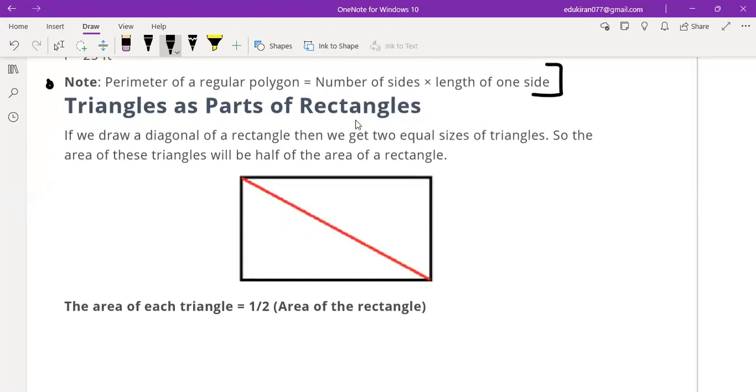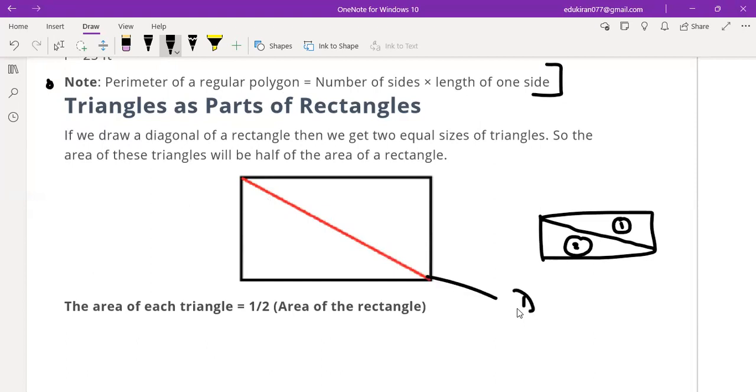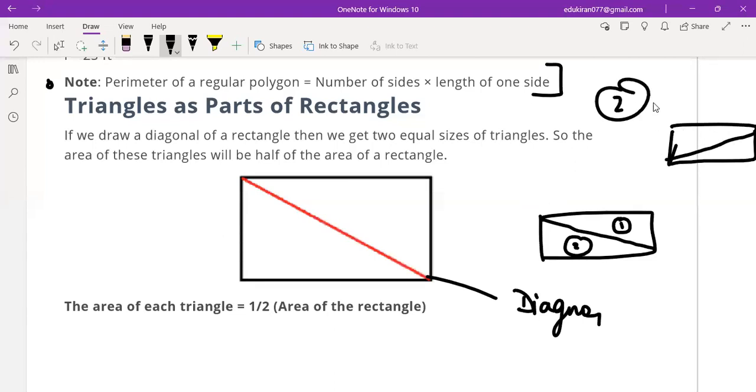Now, triangle as part of a rectangle. See, this is a rectangle. If you divide this rectangle, automatically a first triangle and a second triangle, two triangles, come out. And what is this red line called? This red line is called a diagonal. So a triangle is a part of a rectangle. I drew a diagonal, and it's not always compulsory to draw it this way. You can draw it like this as well. It will divide the rectangle into two triangles.